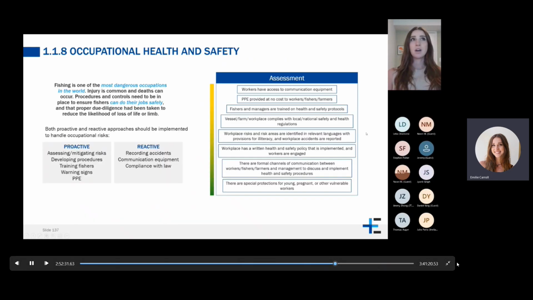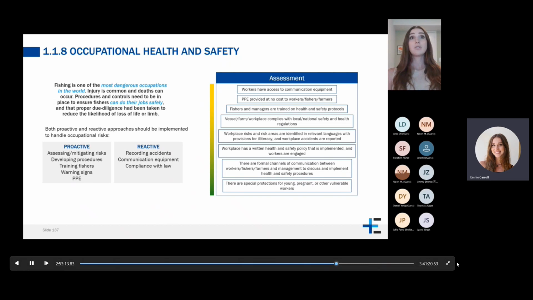Okay, so continuing on where we left off, we're almost done with Principle 1 here, at least almost done in particular with component 1.1. So first and foremost, we're now continuing on with 1.18, which is occupational health and safety. I'm sure as many of you know, fishing is actually declared as one of the most dangerous industries in the world. Injury is very common and deaths occur often as well. So there should be procedures and controls in place to ensure that fishers can do their job safely and that there's proper due diligence taken by an employer to reduce the likelihood of loss of life or limb.